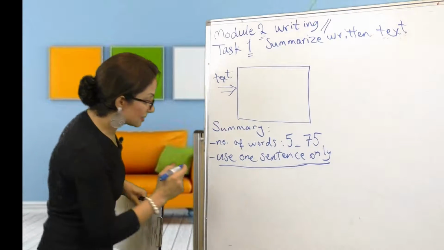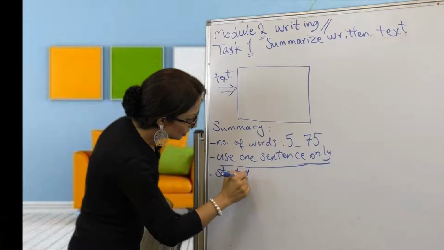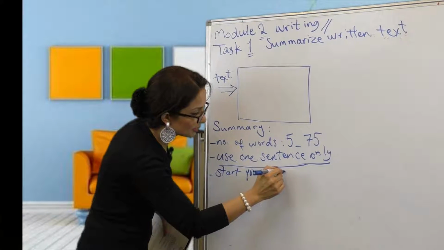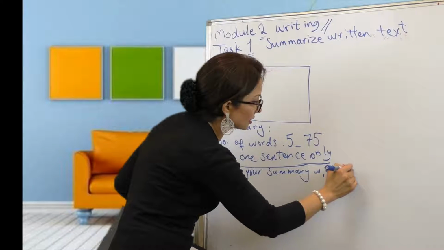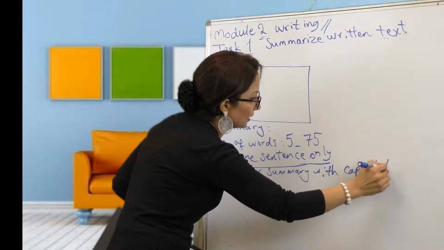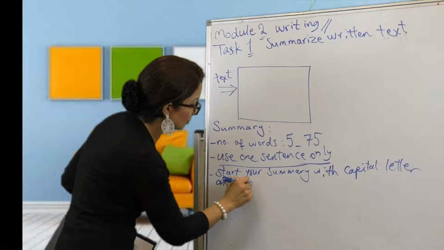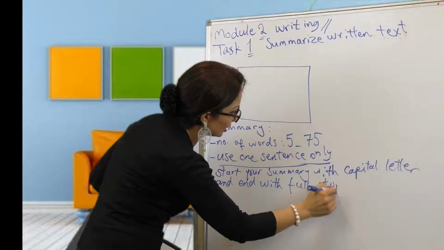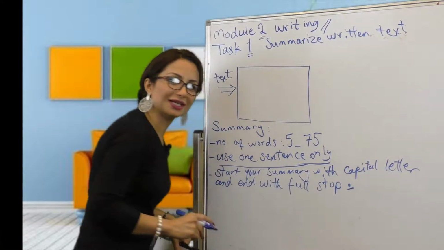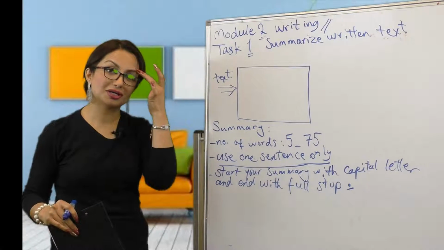So always start your summary with a capital letter. Okay? Start your summary with a capital letter and end with a full stop. No full stop in the middle. Okay, so full stop is this one. Okay, no full stop in the middle because the task is not going to be marked then.